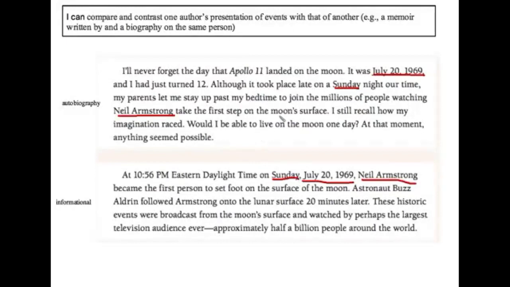When we start to look at the differences, for this one, since it is an autobiography, we're given a specific insight into the character's feelings. It talks about how his imagination was racing. It talks about how it was late. Not a specific time, but that it was late, and that kind of sets the mood. It talks about bedtime. It talks about what he was wondering. Would we be able to live on the moon one day? It talks about what he was recalling or what he was thinking.